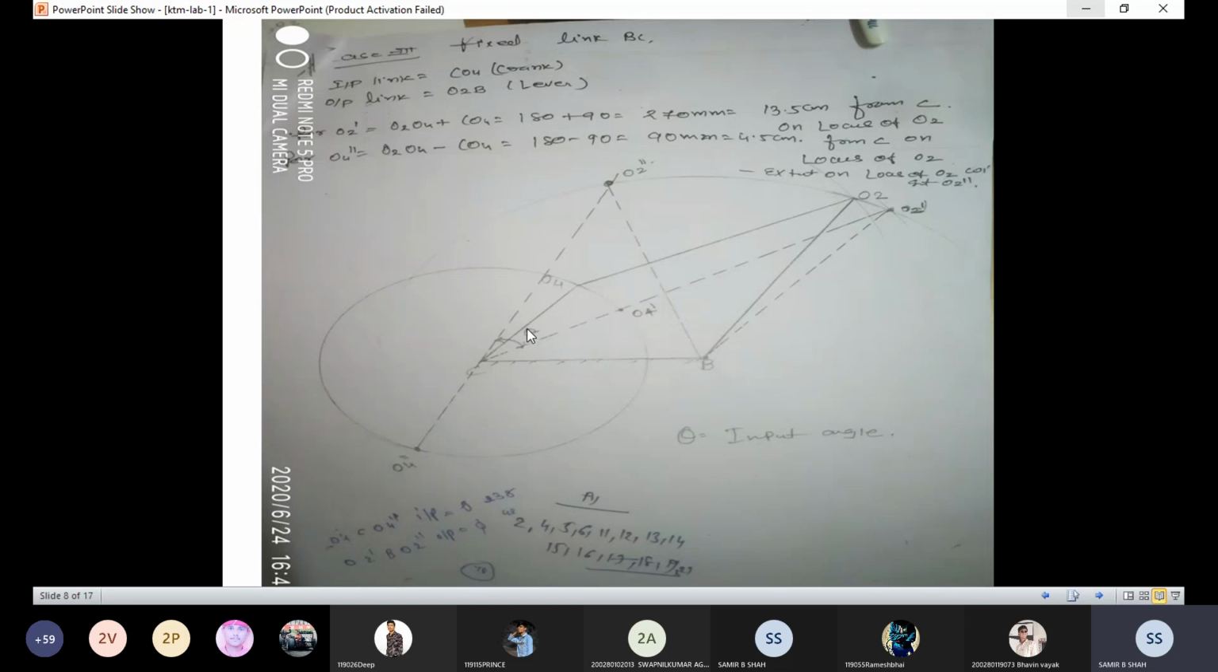So from point C, draw a circle of 90 mm, or we can say draw a circle of CO4. I repeat, C as a center and CO4 as a radius, and draw a circle of 90 mm, because CO4 is the smallest link and O2O4 is the largest link. So O2O4 minus CO4 is equal to 180 minus 90, which is equal to 90 mm. If you take the scale of 1 to 2, then it may be 45 mm.